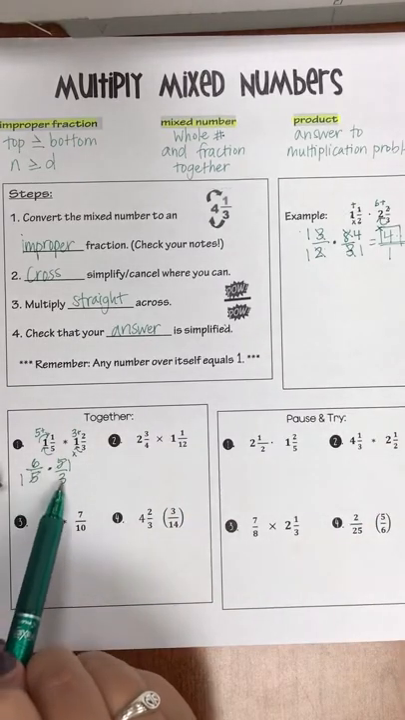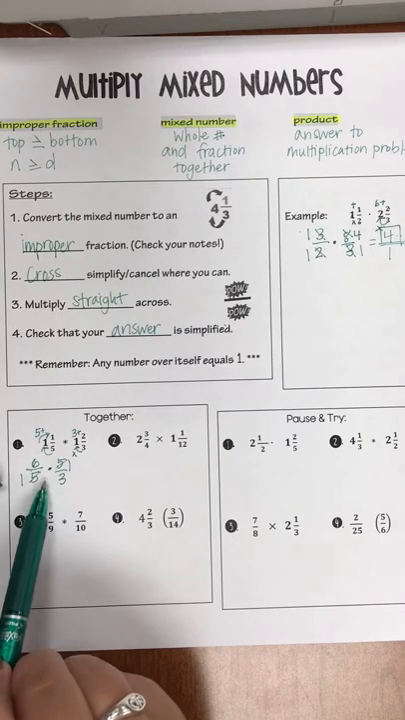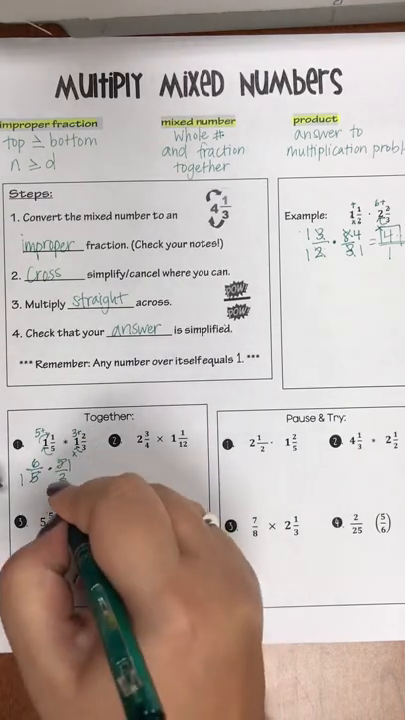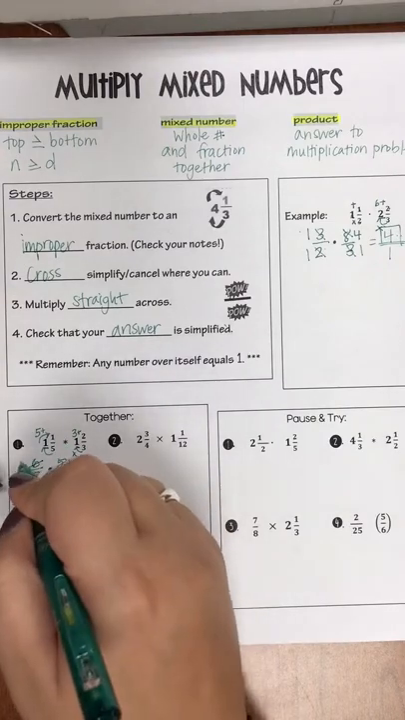And I can also simplify these because I know that 3 will go into 6. So we are also going to cross simplify here as well. 3 divided by 3 is 1. And 6 divided by 3 equals 2.